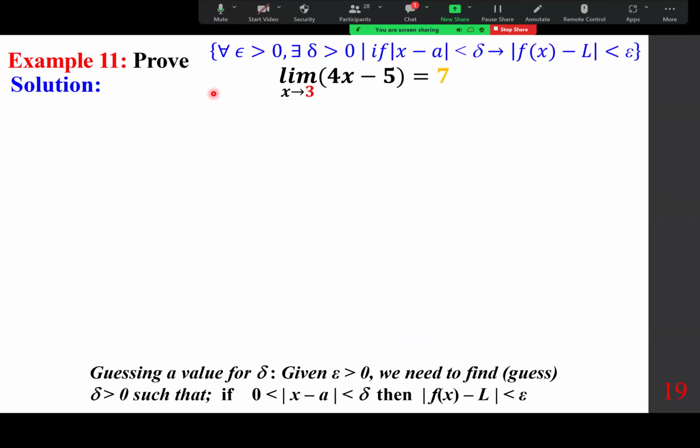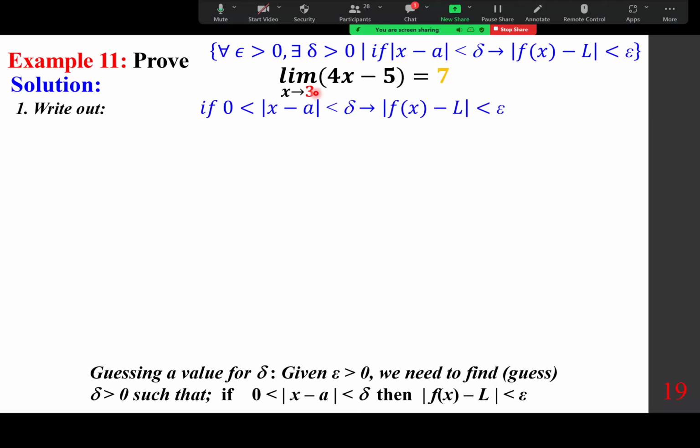Example 11, prove that the limit of 4x minus 5 as x approaches 3 equals 7. Remember, we basically plug in, but if we want to prove it using the definition, remember what we say here, guessing a value for delta given epsilon larger than 0. We need to find or guess delta larger than 0 such that if absolute value of x minus a is between 0 and delta, the absolute value of f of x minus L is less than epsilon. So we're going to write this and plug this in, and we're going to start with the second part.